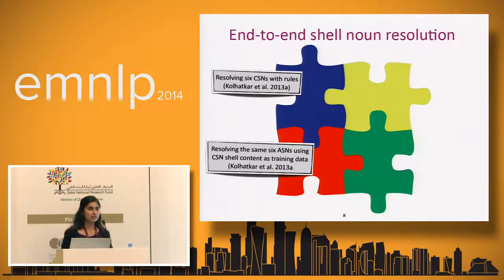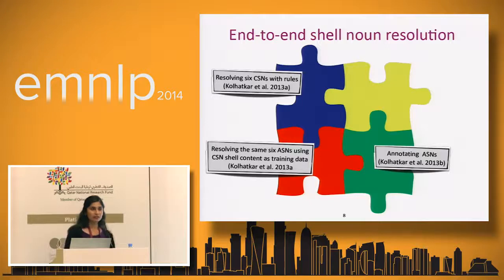Over the past few years, we have developed a number of approaches to resolve shell nouns. Our long-term goal is to develop an end-to-end shell noun resolution system. Accordingly, we have developed bits and pieces as shown in this jigsaw puzzle. First, we developed an approach to resolve anaphoric and cataphoric occurrences of 6 prototypical shell nouns. For cataphoric occurrences, that is CSNs, we developed a rule-based system based on lexicosyntactic patterns suggested by Schmid. And then we drew on the observation that cataphoric occurrences are easier to resolve than anaphoric occurrences. And we use the training data extracted from cataphoric shell nouns to resolve anaphoric shell content.